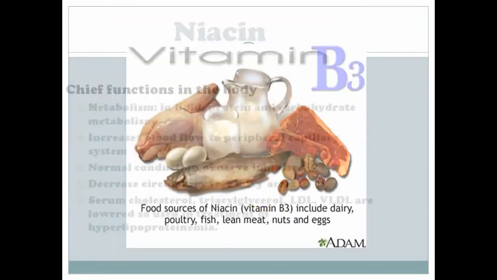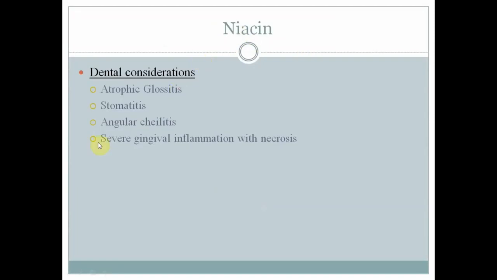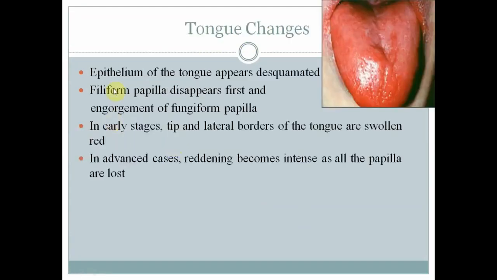So vitamin B3, niacin. We know its basic functions in nerve impulses and circulatory free fatty acids. So let's see what the dental considerations are. It causes stomatitis, angular cheilitis, atrophic glossitis, and severe gingival inflammation with necrosis. The tongue changes: epithelium of the tongue appears desquamated, filiform papillae disappear first, and there is engorgement of fungiform papillae. In early stages, as with other deficiencies, the tip and lateral borders are involved. It becomes swollen, and in advanced cases there will be severe reddening and loss of all the papillae.